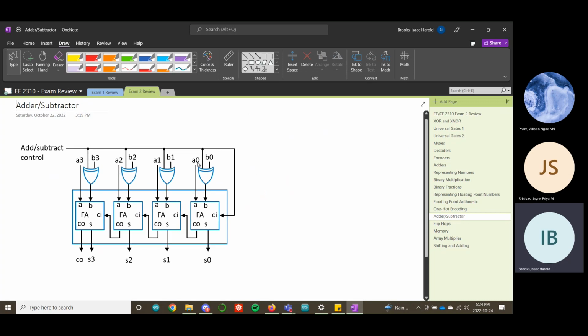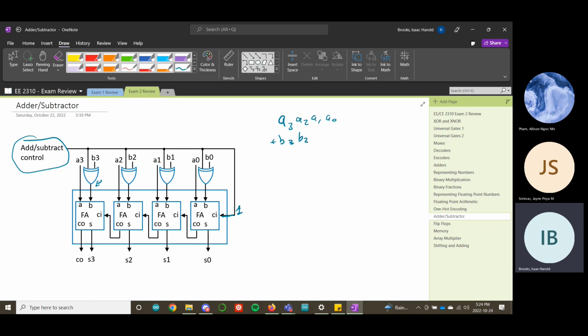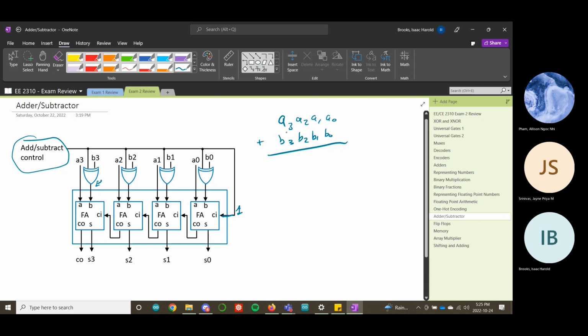Adders and subtractors. So this is an important circuit. You've probably seen this before. The idea behind this is that it can do both adding and subtracting by having this add subtract control. And what this line does is it inverts the B number by doing XOR, which basically inverts the numbers, and adds a 1 to the carry in if you're subtracting. So usually we have A3, A2, A1, A0 plus B3, B2, B1, B0, right? So this is like the normal case. If we want to subtract, then what we need to do is invert all of these bits and add 1.